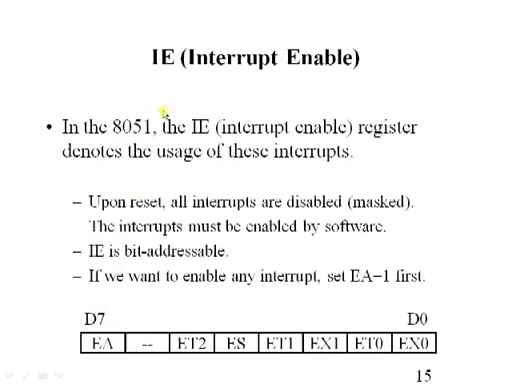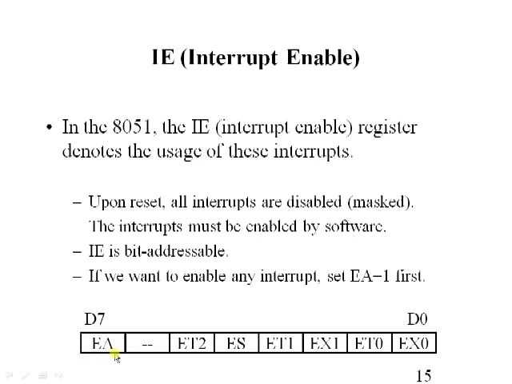Now for enabling the interrupt, we have to access one register, and that register is the Interrupt Enable register. It is an 8-bit register, as you can see, and it is a bit addressable register. It means we can individually access each and every bit without affecting the other bits.